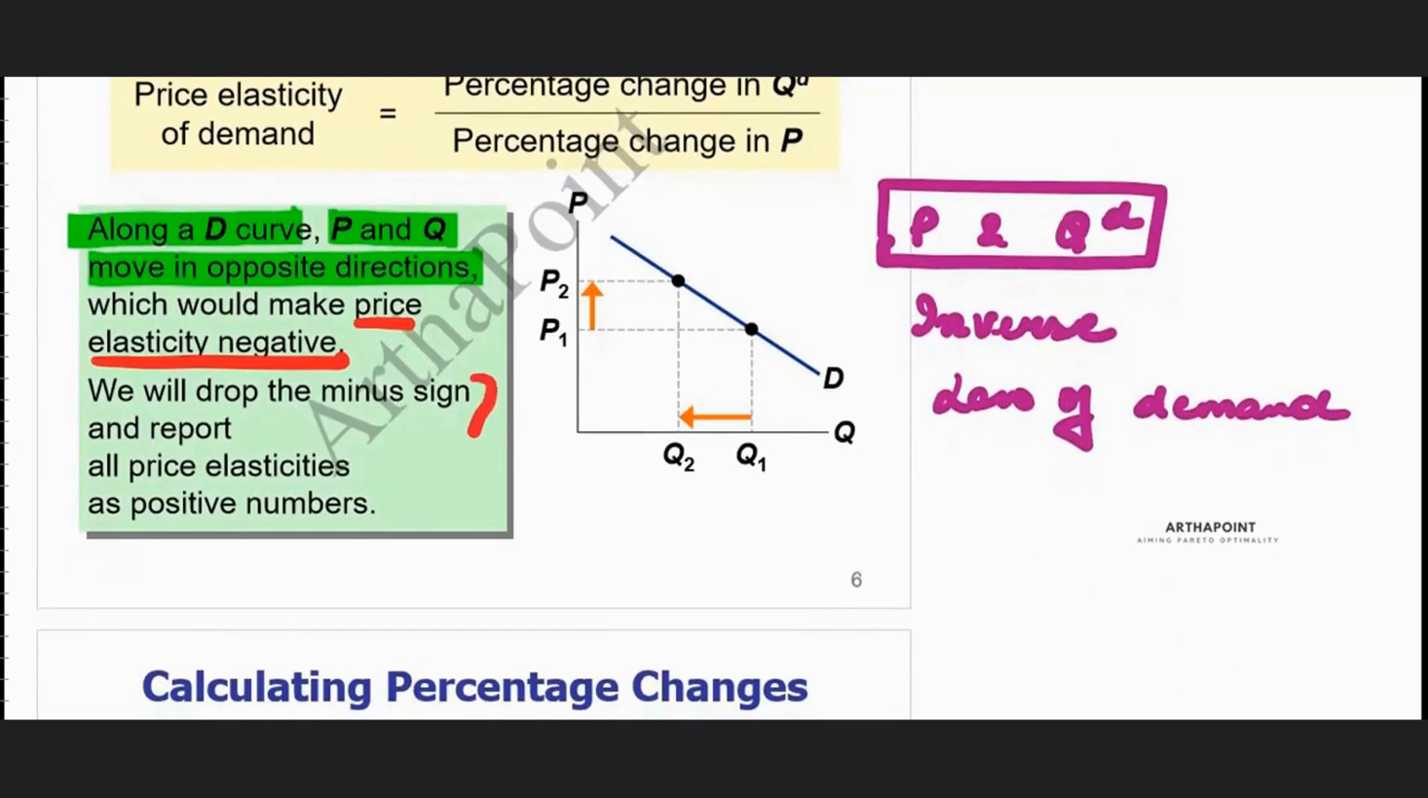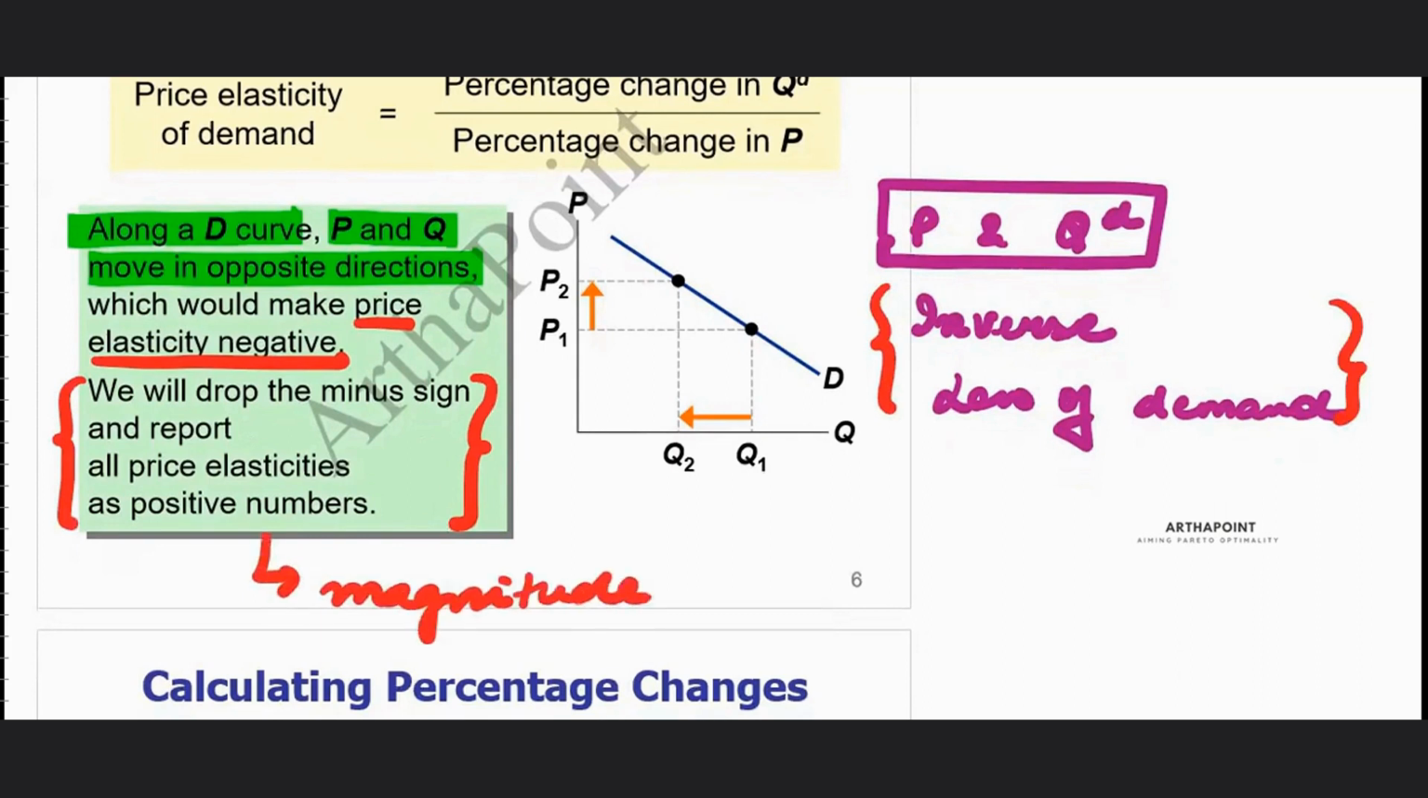Now, we know the negative sign is due to the law of demand, but because we are interested only in understanding the magnitude, we can always refer to this in absolute value. So we can always ask the question, what is the amount of elasticity? We are not interested in the negative sign. We are just interested in understanding the magnitude.